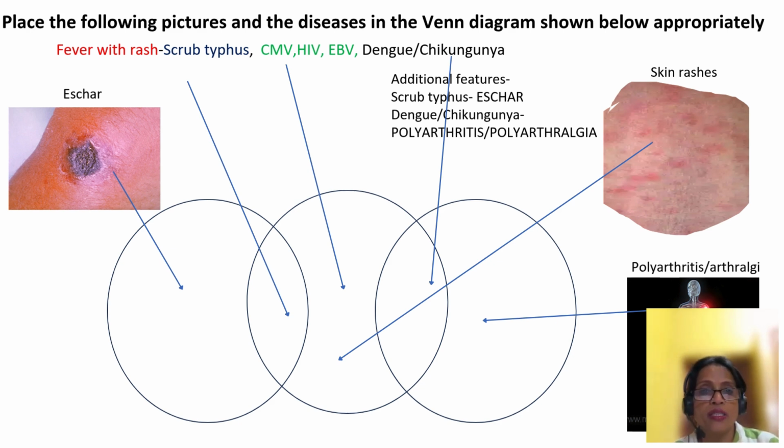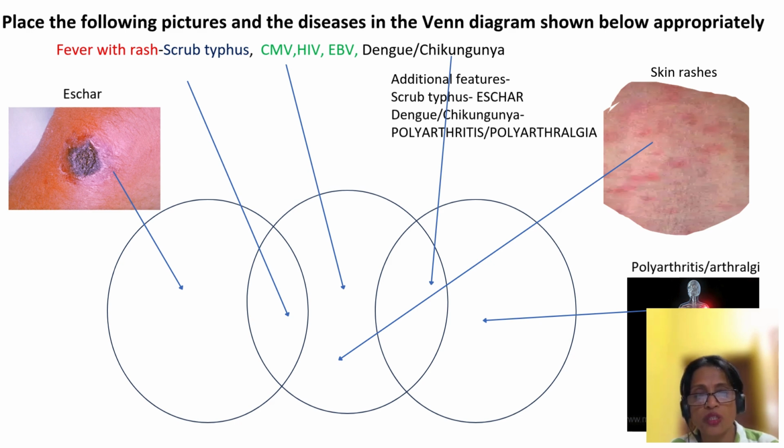And now let us see scrub typhus. We put it here, and eschar, which is very characteristic for scrub typhus, will come here. And CMV, HIV, EBV will come to the center because there are no other additional features. Dengue and chikungunya I place here, and I push polyarthralgia and arthritis to this place because fever with rash and polyarthritis and arthralgia is seen in dengue and chikungunya. Fever with rash and eschar is seen with scrub typhus. Just fever and rash is seen with CMV, HIV, and EBV. So let us try to visualize this one by one.